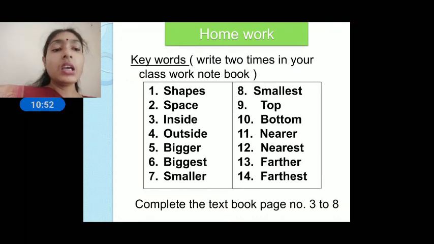After this, you should complete the textbook pages from 3 to 8. So whatever we discussed now, all those pages you will complete neatly. I know you all are very good children, you will all complete on time.